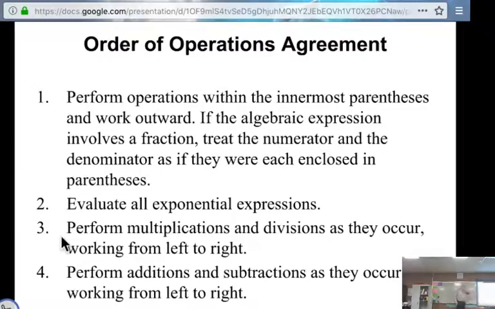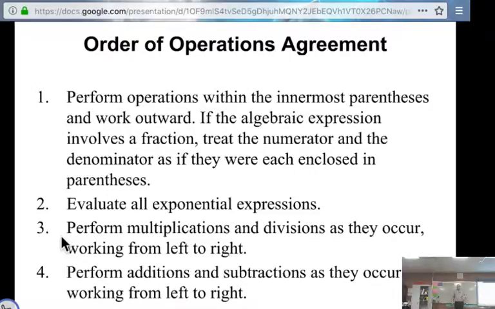Multiplication and divisions as they occur left to right. Let me repeat. Left to right. How do we read in our system? Right. Left to right. If I can't remember, I go left to right.